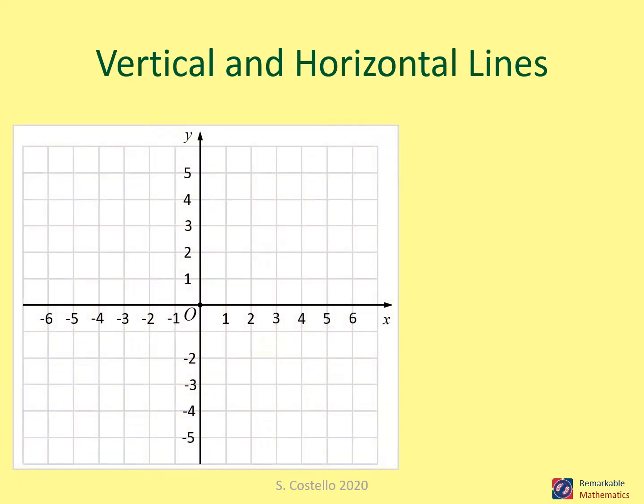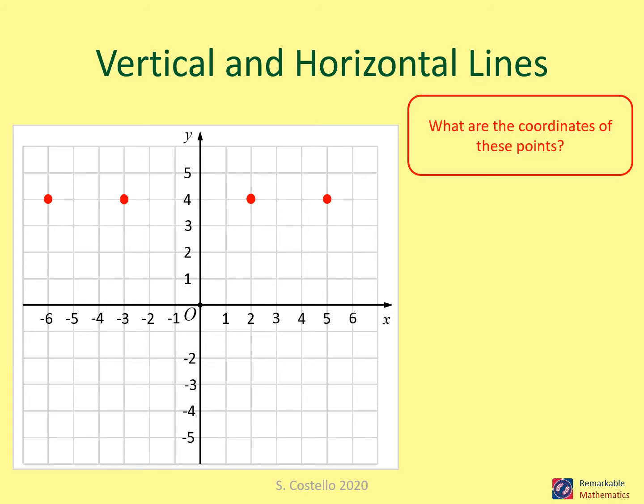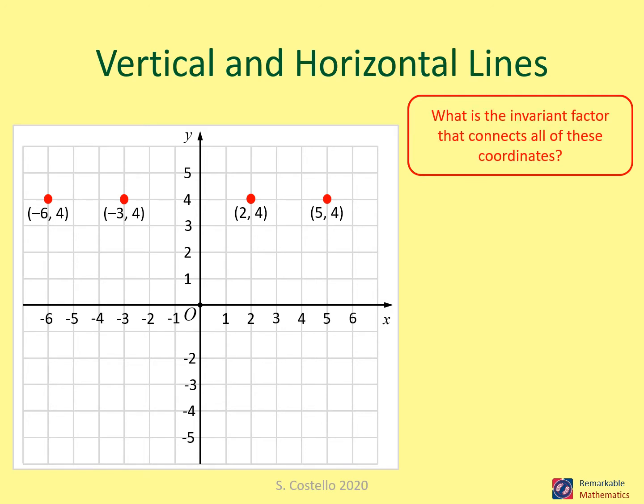Vertical and horizontal lines. What are the coordinates of these points? Minus 6, 4; minus 3, 4; 2, 4; and 5, 4. What is the invariant factor that connects all of these coordinates? What is it that doesn't change about these coordinates? In every coordinate, y equals 4. The x values change, but the y remains at 4.